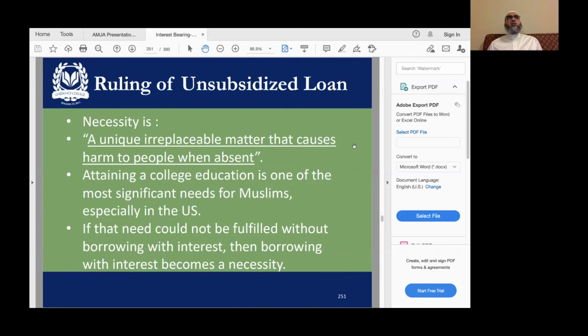And the unsubsidized loan is not based on financial eligibility. It's given to everybody. You don't have to pay it off during your study, okay? But you have to pay it off plus interest upon your graduation within a certain period of time.